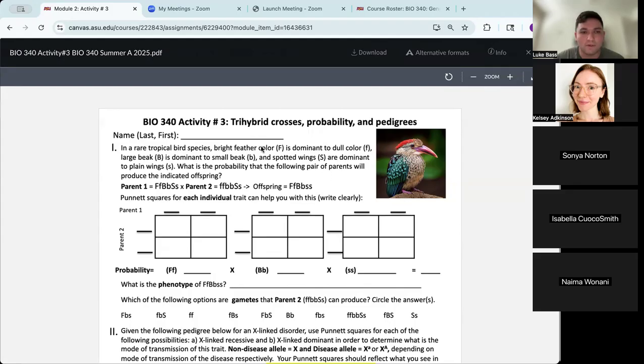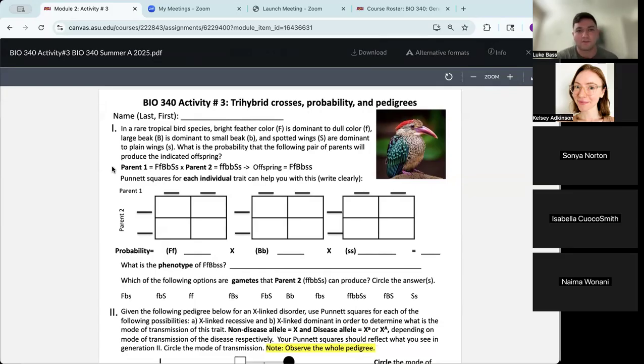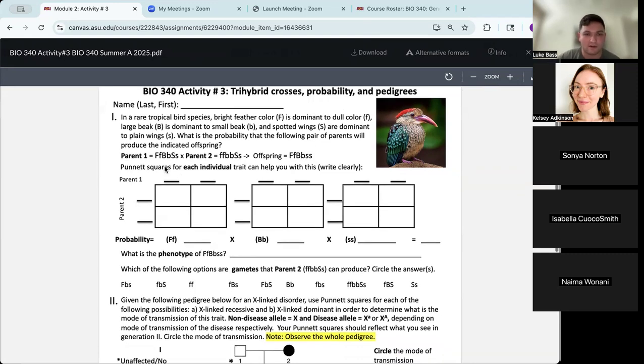So here in the top part, you're looking at three different genes. The first gene F has to do with feather color. Gene B has to do with the size of the beak of this cool looking bird. And then Gene S has to do with the actual spotting of the wings, or the design pattern. So then you're crossing these two parents and seeing this offspring.